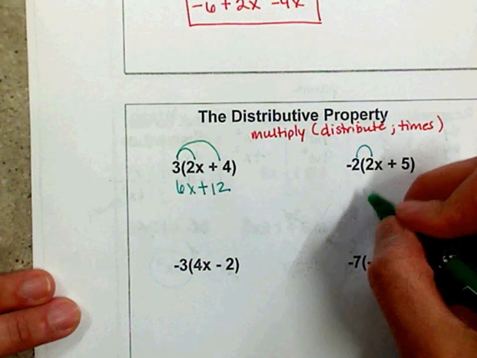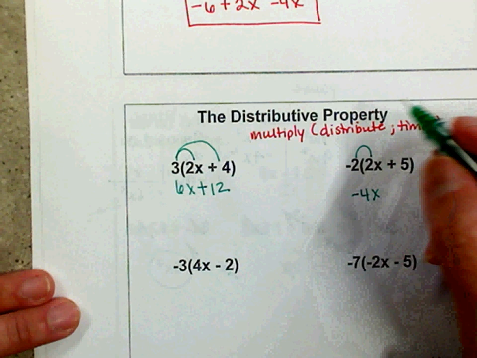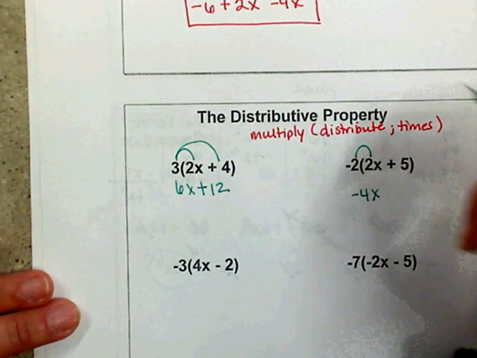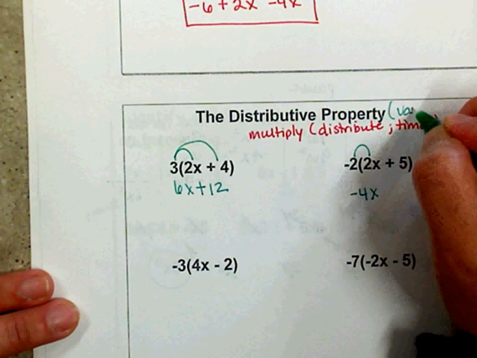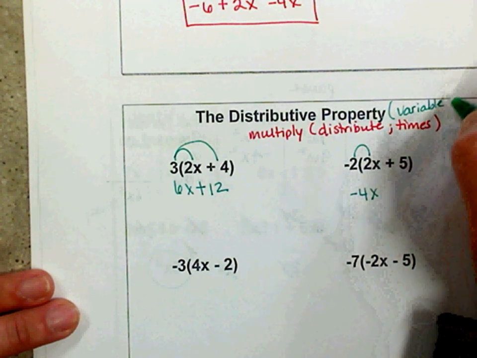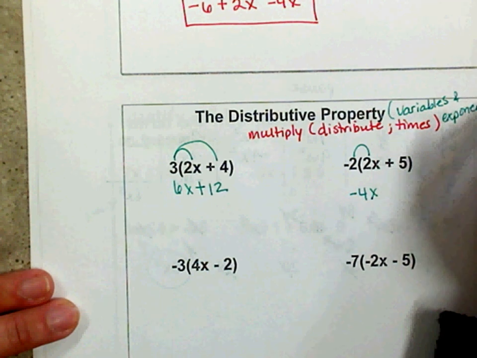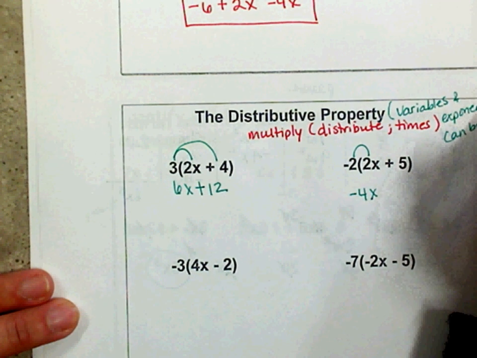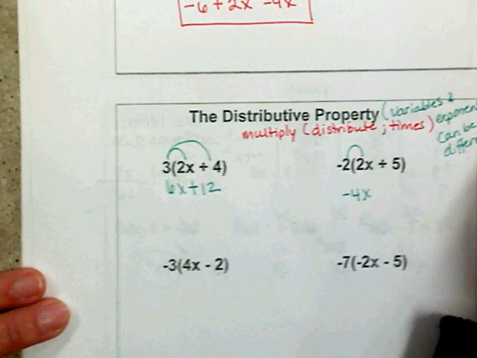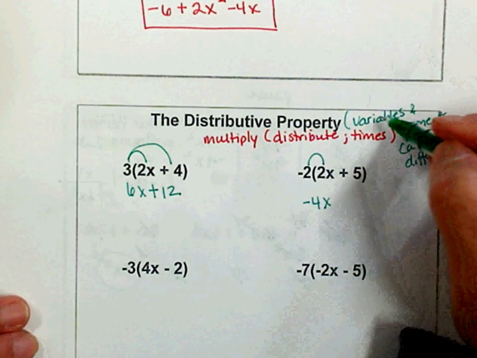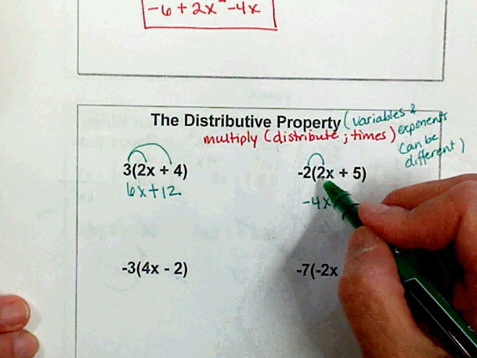Negative 2 times 2x is negative 4x. Okay, when you multiply, they don't have to be like variables or anything. Variables and exponents can be different when you are multiplying. Okay? All right, sorry. Negative 2 times 2x is negative 4x. Negative 2 times 5 is negative 10.